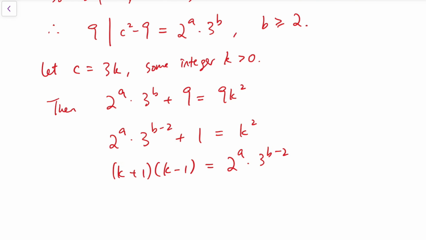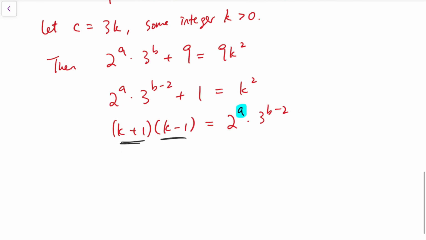Now, after making use of the fact that b is positive, I'm going to also make use of the fact that a is positive. So we know that the product of k plus 1 and k minus 1 has to be even. So either k plus 1 or k minus 1 has to be even, and both cases imply that k has to be odd.